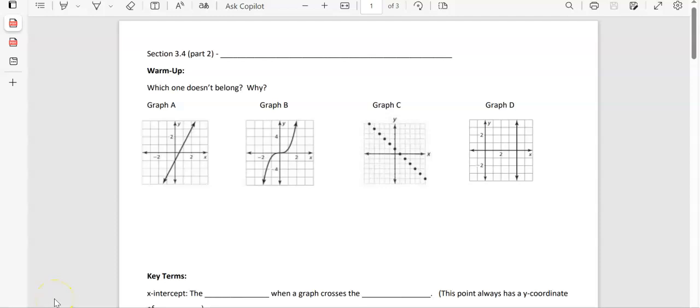Hi everyone. In this video, we are going to talk about the second part of lesson 3.4. In the first part, remember we talked about special equations, or special linear equations, excuse me, horizontal and vertical lines. And today we're going to be talking about x and y intercepts of linear equations.